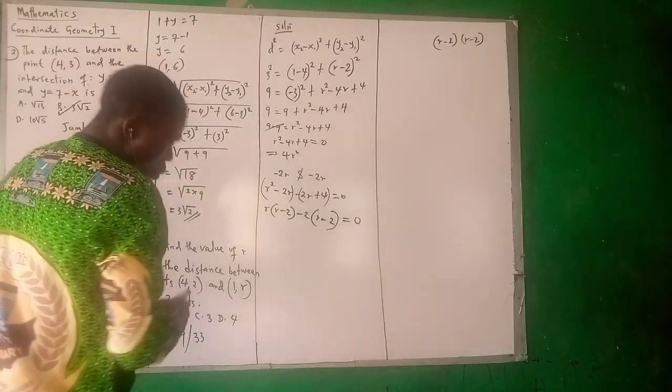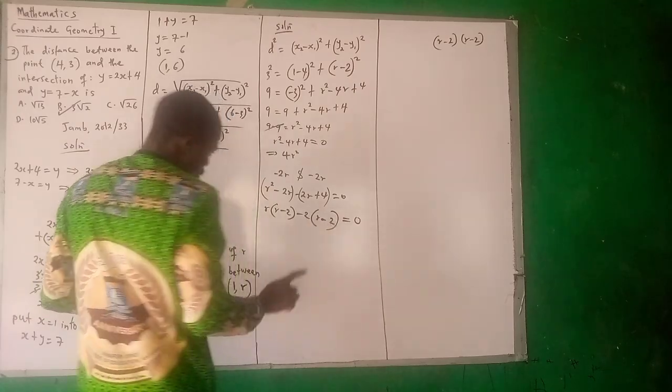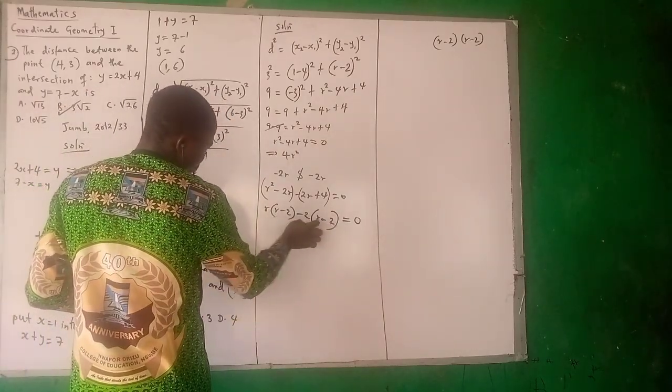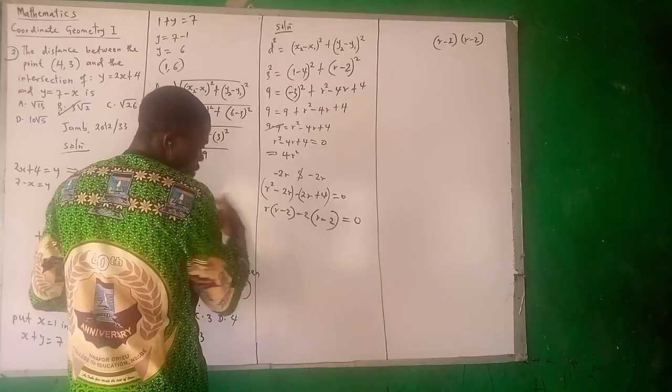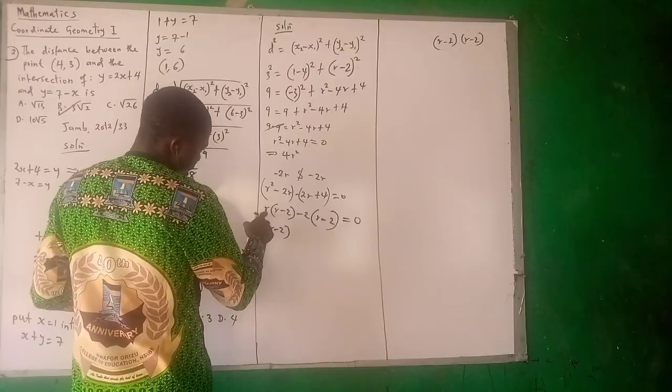In solving a quadratic equation, you must get the same thing in both brackets. Now I have a common factor here, which is the same thing. Let me factor it out. So (r minus 2), then, when what?